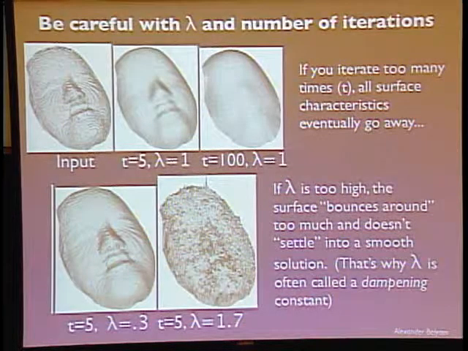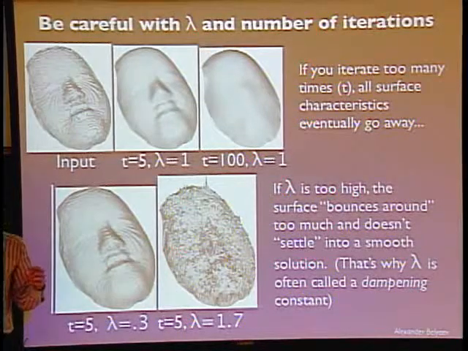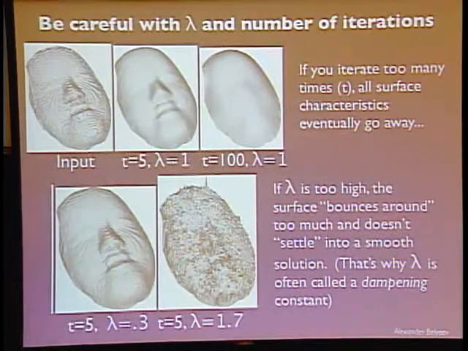Now, there is a bit of a problem, which is that I've told you that you do this smoothing iteratively. You start with your original surface, you move the points P a little bit, then you do it again. You move the points P a little bit more, and a little bit more. I didn't tell you when to stop. In practice, what you have to do is basically try it. Try running it with 10 iterations. Try running it with 100 iterations.